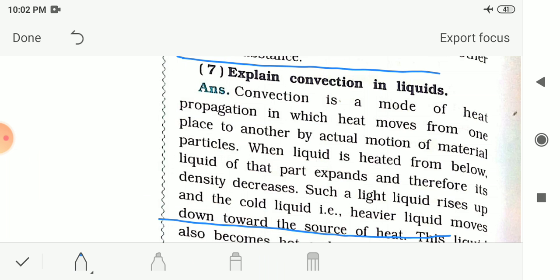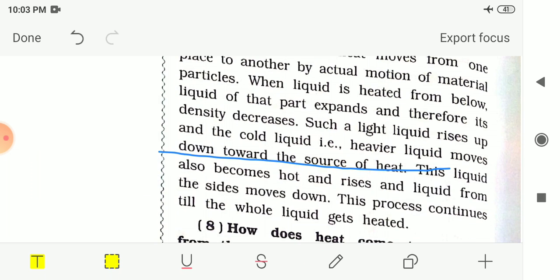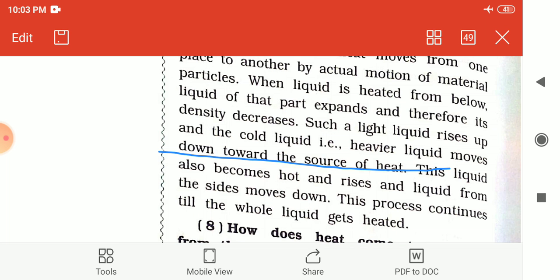or from the lower part, the liquid of that part expands, and therefore its density decreases, and such a light liquid rises up, since an object whose density is lower goes upwards. The cold liquid, that is the heavier liquid, or the liquid whose density is higher, moves down towards the source of heat, and this liquid also becomes hot and rises, and the liquid from the sides moves down. This process continues till the whole liquid gets heated.